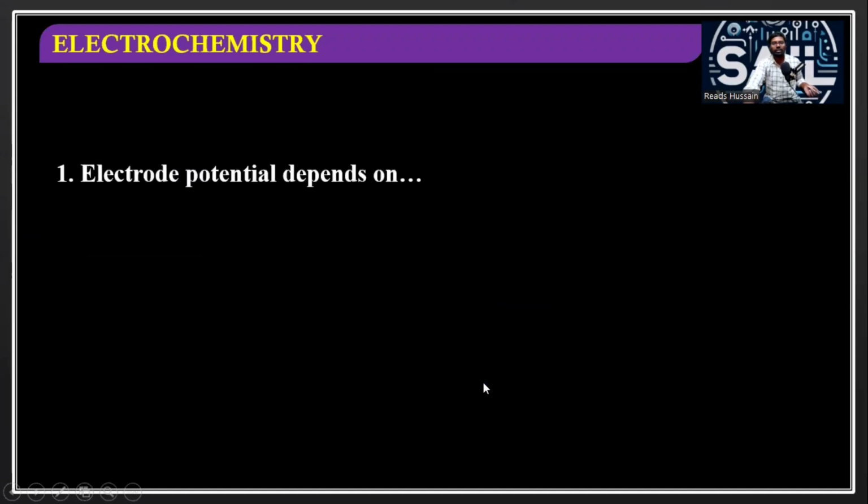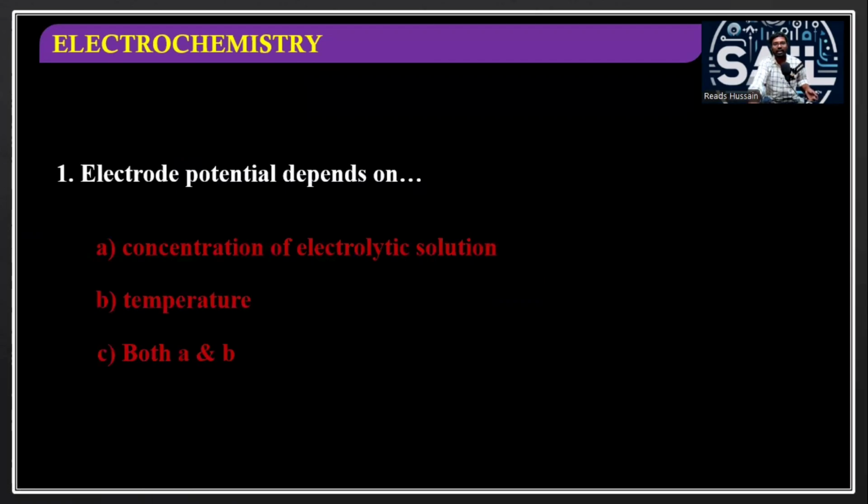Okay, here is one small question for you. Electrode potential depends on... you try to answer. What is the Nernst equation? The Nernst equation tells about the relationship between electrode potential and the concentration of the electrolytic solution and temperature. So electrode potential depends on the concentration of the electrolytic solution as well as temperature. So both A and B are the correct answers.